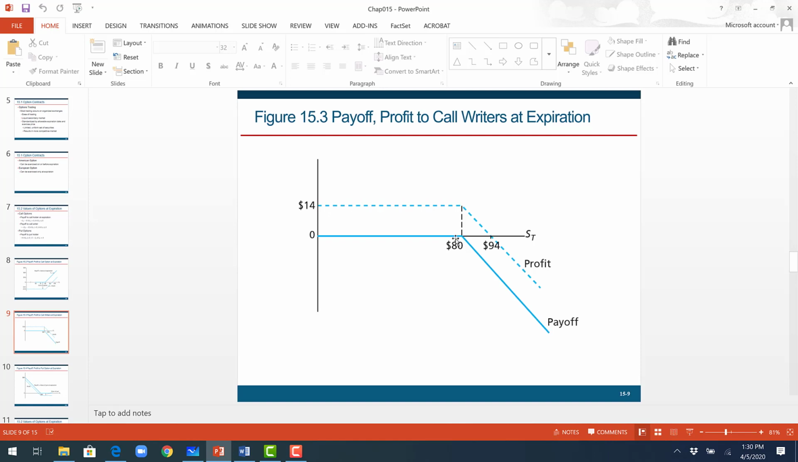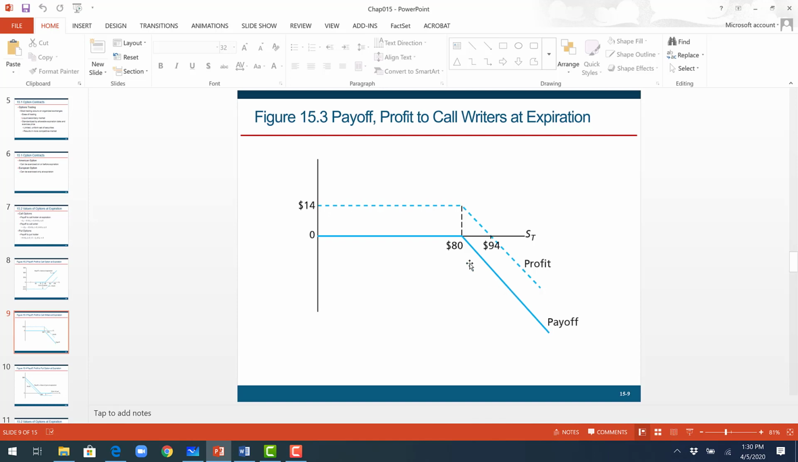So again, at 80 and lower, the option is not exercised. Buyer's payoff is zero, writer's payoff is zero. Buyer loses $14 in premium, so writer gets to keep $14 in premium. This is the best case scenario for the writer. Maximum possible gain for writer is the premium. Beyond $80 stock price, the writer's profit starts to go down. 94 is again the break even. Above 94, buyer makes money and writer loses equivalent amount, right? So it's again just the mirror image of what we saw earlier.